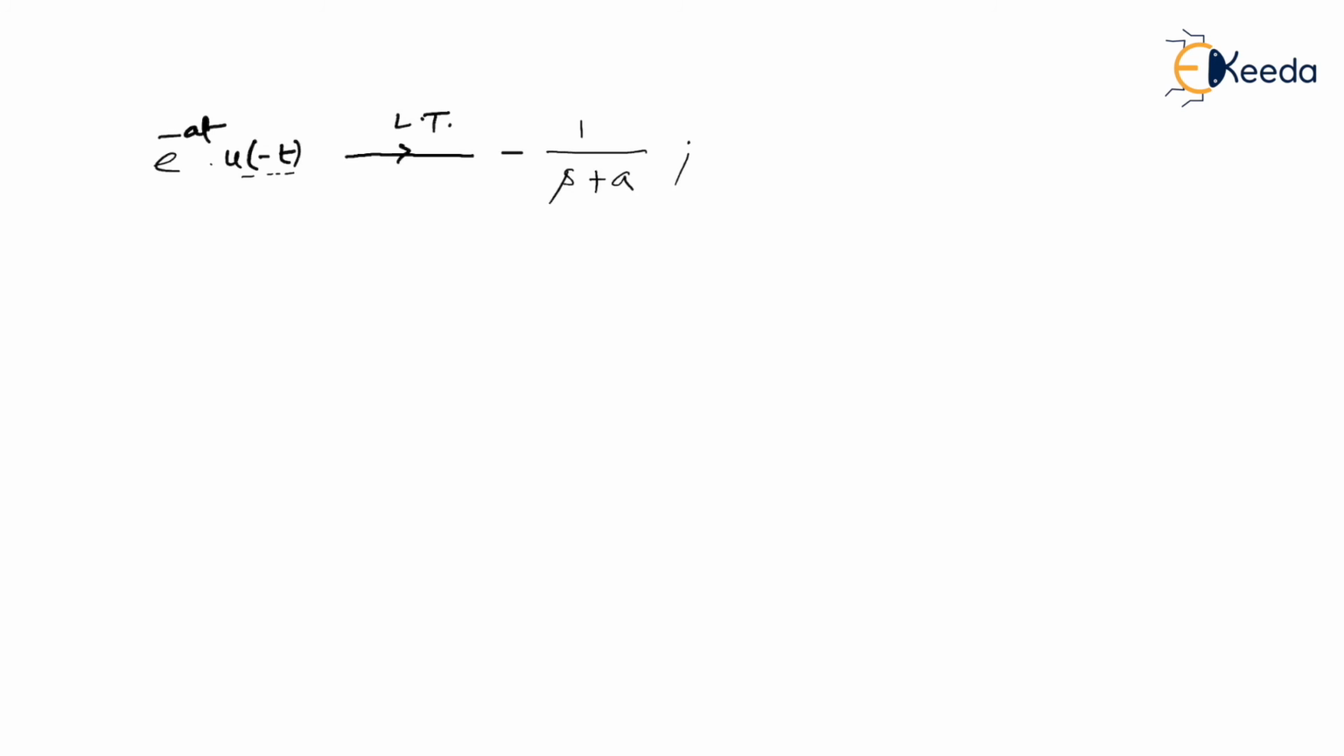And when I am talking about ROC, ROC is always related to the pole, and the pole value is minus a. Now whether it is a smaller or greater relation, that depends upon whether the function is multiplied with u of t or u of minus t. If it is multiplied with u of t, the relation would be greater. If it is multiplied with u of minus t, the relation will be smaller. Since it is multiplied with u of minus t, the relation would be smaller. And let us try to plot its ROC now.